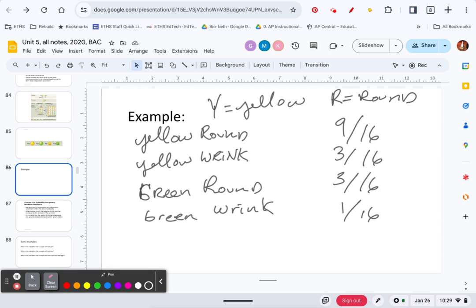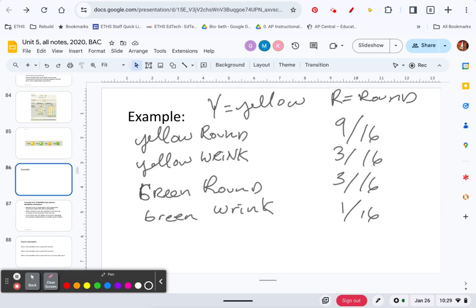Okay. 9/16 show both dominant traits. 3/16 show one dominant and one recessive. 3/16 show the other dominant and the other recessive. 1/16 is pure recessive, only has recessive alleles. Okay, 9 to 3 to 3 to 1.